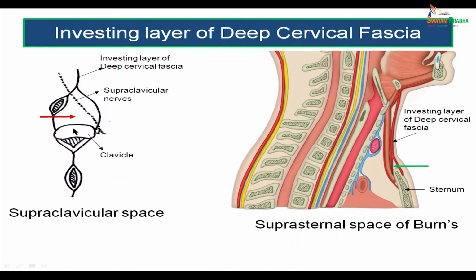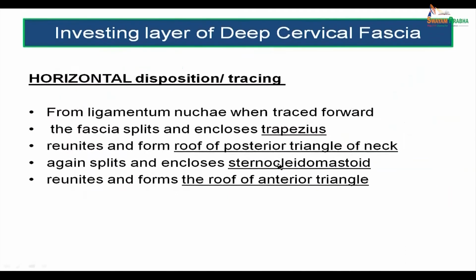The first space, the supraclavicular space: this is the clavicle, this is the investing layer of deep cervical fascia. We can see it splits into a superficial layer and a deeper layer to attach to the upper part of the clavicle. As it does so, it encloses a space. This is the supraclavicular space. Then, when the investing layer of fascia passes to attach to the sternum, again it splits into an anterior layer and a posterior layer, and within that it encloses a space called the suprasternal space of Burns.